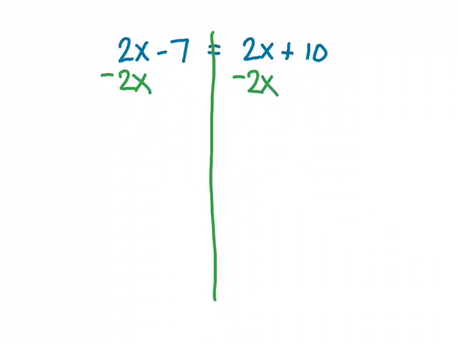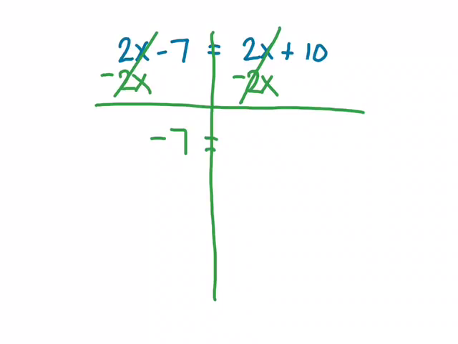Now, watch and we'll see what happens. On the left-hand side, 2x minus 2x is 0. That cancels, and I'm left with negative 7 equals. On the right-hand side, 2x minus 2x is 0. That also cancels, and I'm left with 10. So notice your x's completely canceled each other out and went totally away. Now look at what I'm left with.